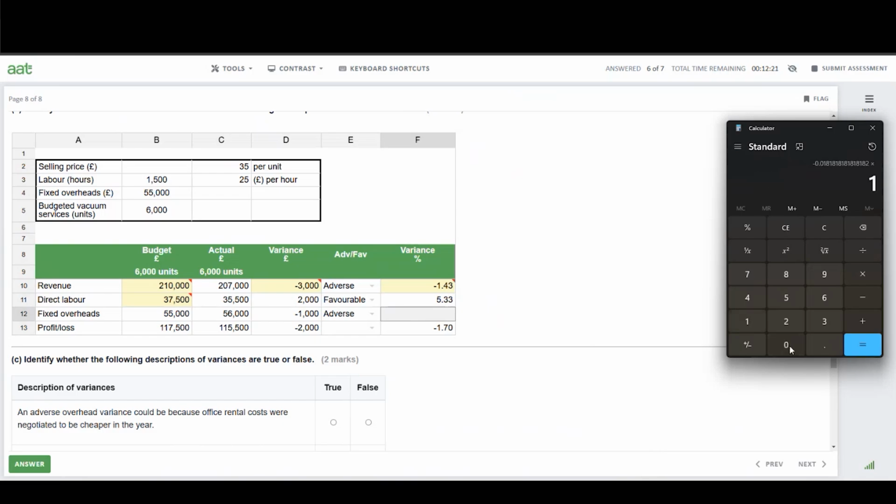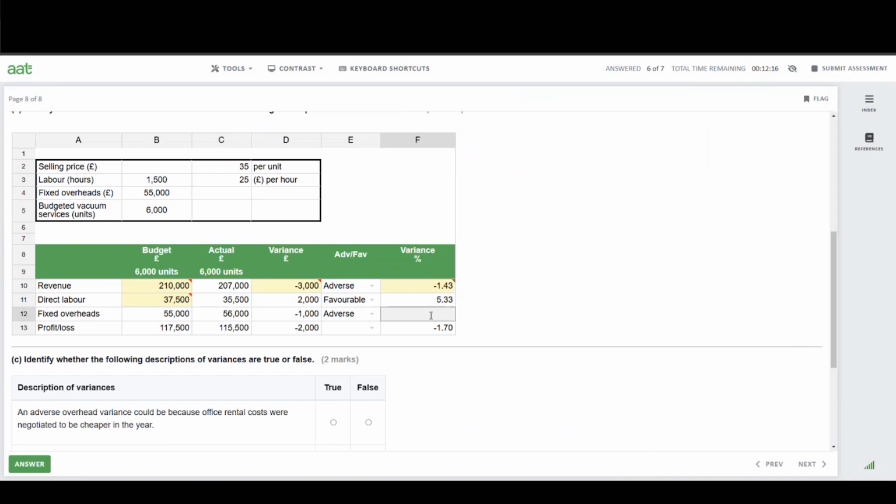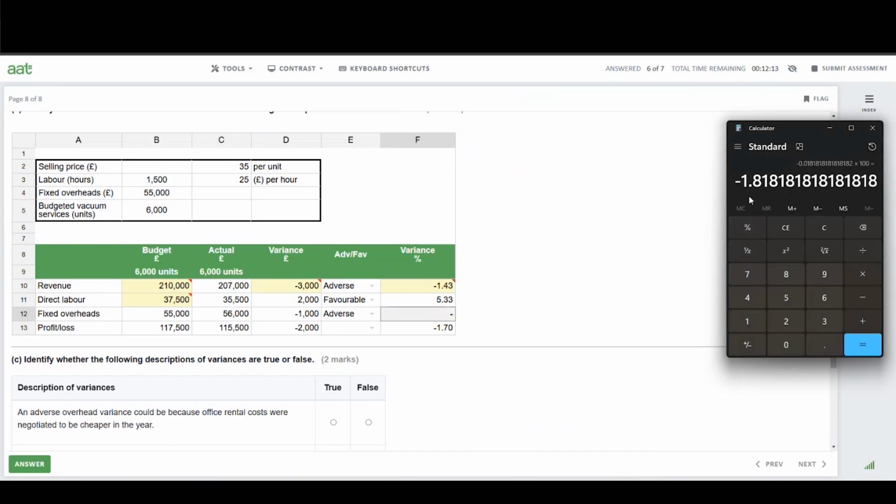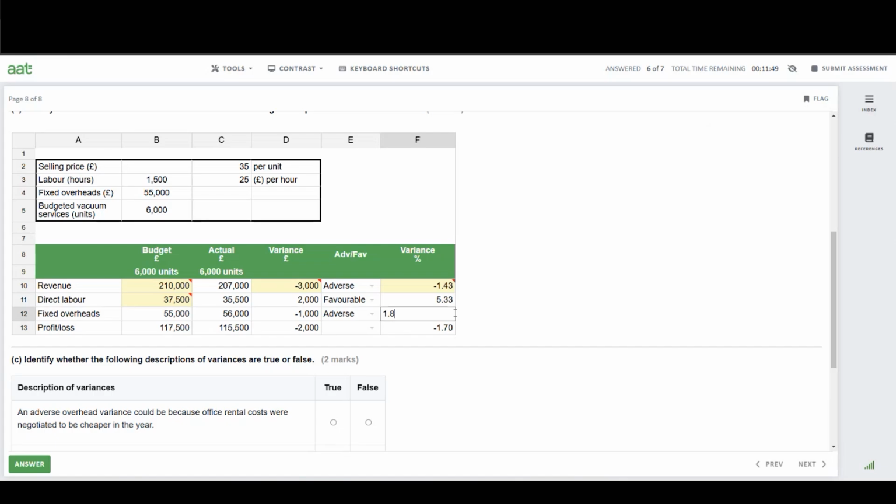55,000 times 100 gives us a percentage variance of minus, let's just pop that up again because we're going to need to do some rounding, 1.81818. So we're rounding to 2 decimal places. We'll round the second decimal place there. That needs to be rounded up because the third digit there is above 5. So it will be 1.82%. Minus 1.82%. Oh, in actual fact, it's lost my minus sign there, hasn't it? Let's just take that out. So minus 1.82.